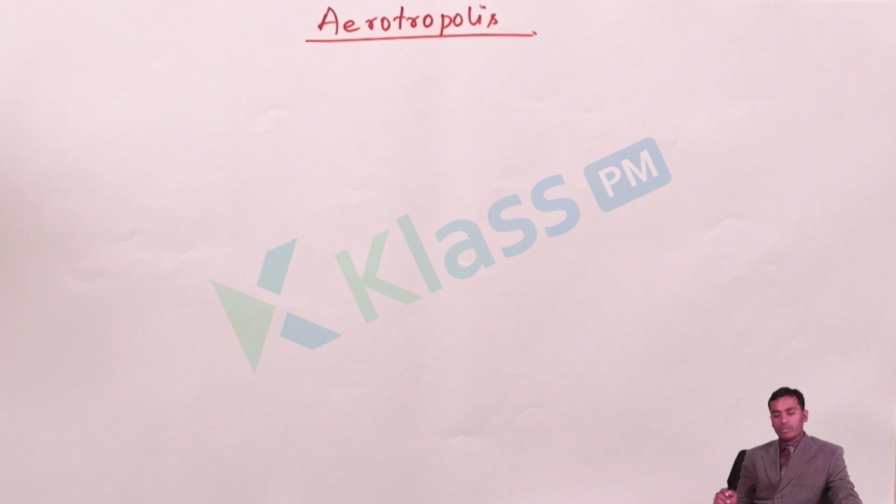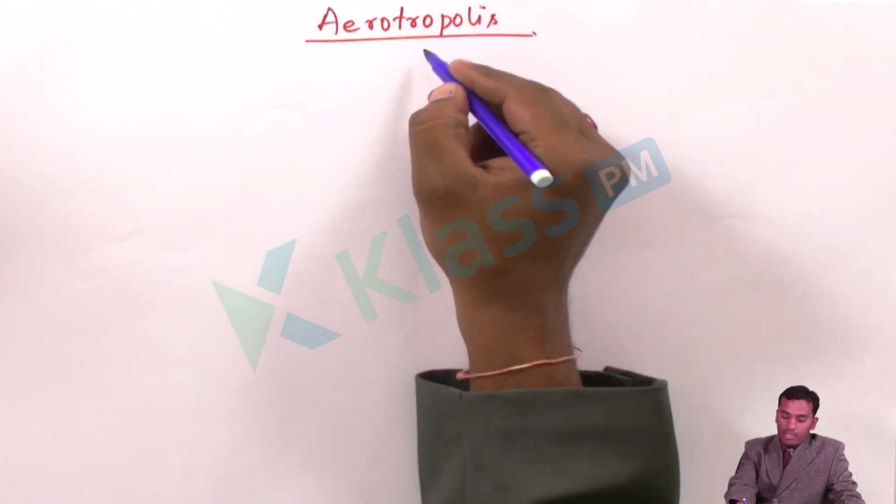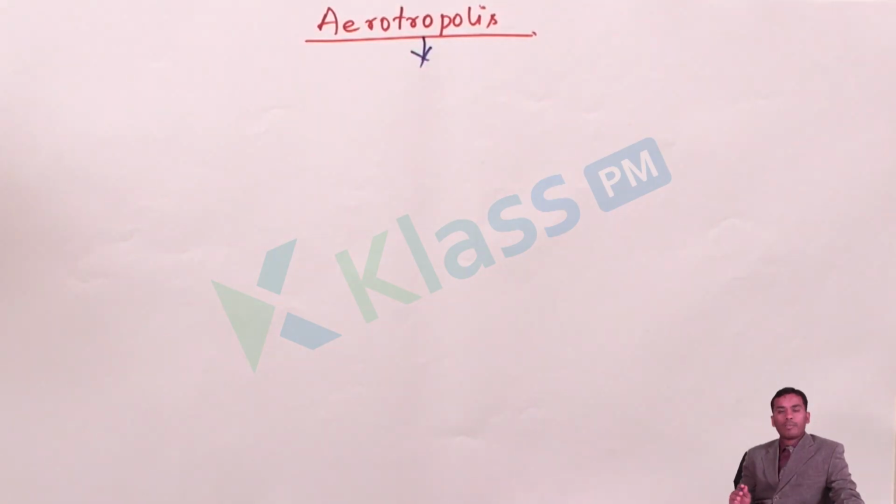Now we will be learning about Aerotropolis. What is this Aerotropolis? Is it any new type of police? No. Actually, Aerotropolis is a human habitat of a particular area. Which place is called an Aerotropolis?